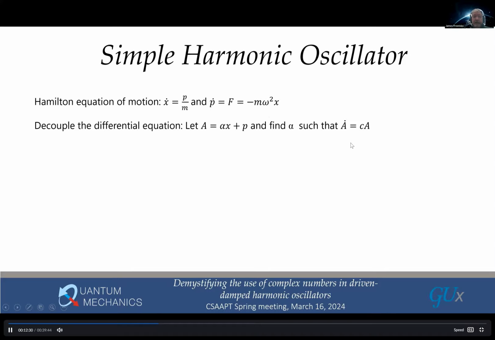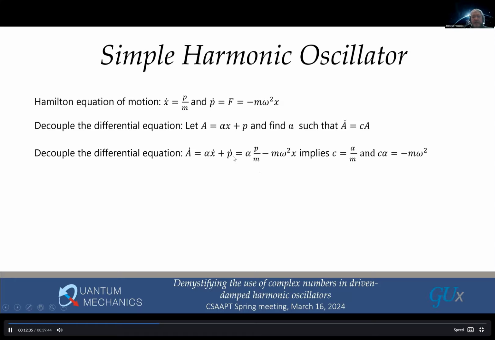So you just plug into the differential equation. You take a dot is alpha x dot plus p dot. We then substitute in for x dot and p dot from these equations. You get alpha p over m minus m omega squared x. Now look at this. This has a coefficient that's just p. If it's going to be a number times a, the coefficient is going to have to be alpha over m. So you immediately learn that c is alpha over m.